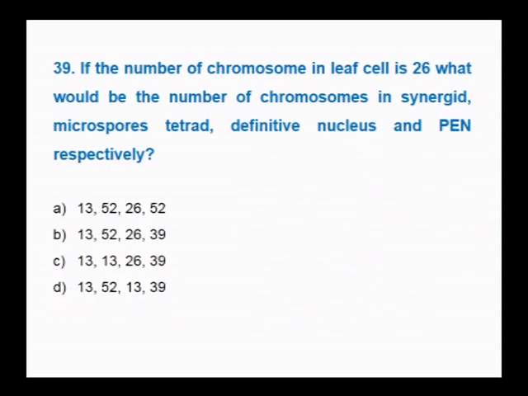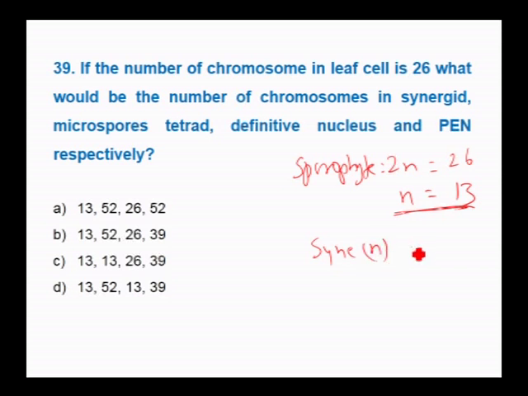Next question. If the number of chromosomes in a leaf cell is 26, the leaf is always sporophyte. Sporophyte means 2n. The 2n number is 26. Therefore the n number is 13. Next would be the number of chromosomes in synergid. Synergid is haploid. Therefore it should be 13. Microspore tetrad. A microspore tetrad includes 4 cells, so n plus n plus n plus n. Therefore 13 into 4, it will be 52.